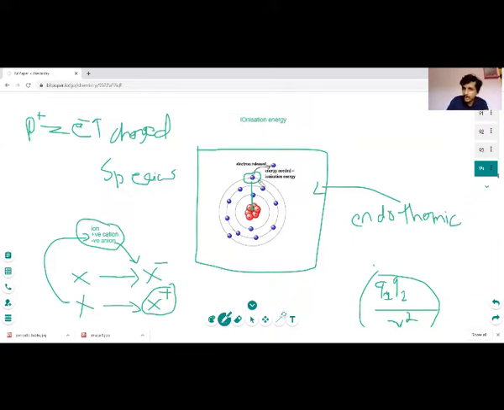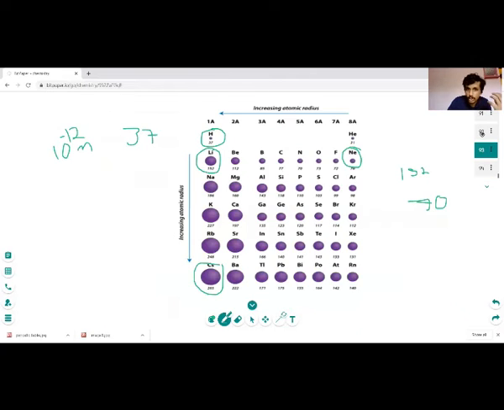That is, you have to put some energy and remove that electron. Hence, formation of an ion, that is a cation. Keep it in mind. Formation of a cation is an endothermic process. That is, you have to spend energy. The energy which is spent is known as ionization potential. Now let's see what the trends of ionization potential are.